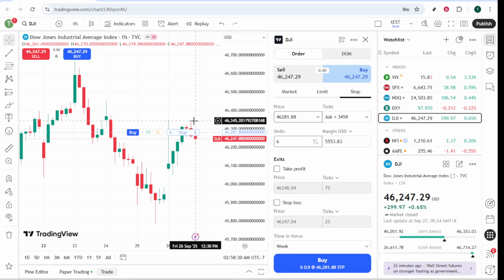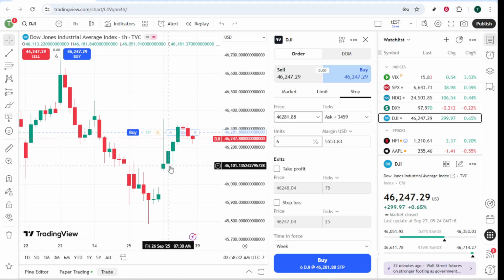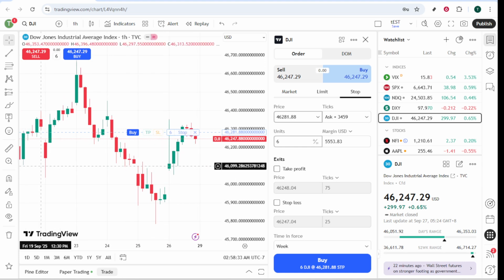In conclusion, the standard deviation indicator is a versatile tool that, with practice, can greatly enhance your analysis and decision-making process in trading on TradingView.